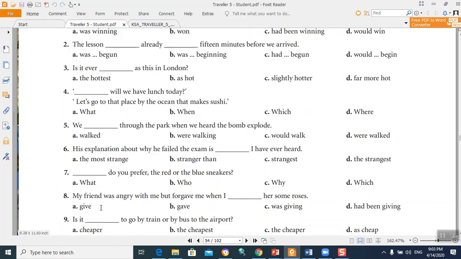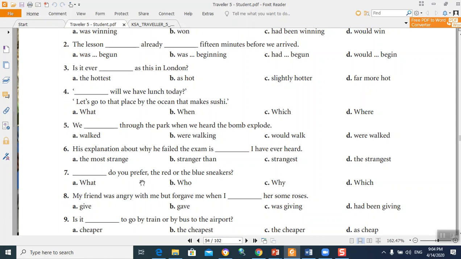Number 6, his explanation about why he failed the exam is I have ever heard. So here it is comparative. In comparative we have comparison, we have the comparative case and the superlative case. So here I have ever heard. So you heard a lot of things. So you choose one of a group. In this case, it is D, the answer. It is the superlative, the strangest. So the exam is the strangest. It is the strangest kind of exam I have ever heard. Okay, the answer is D.